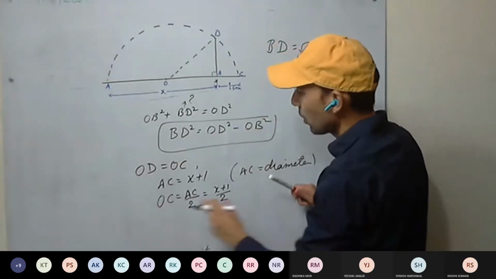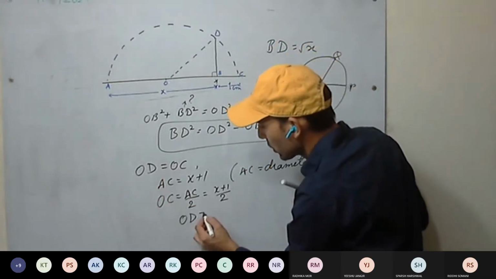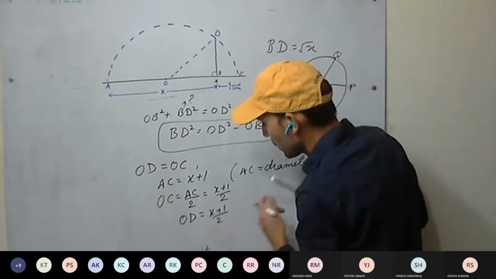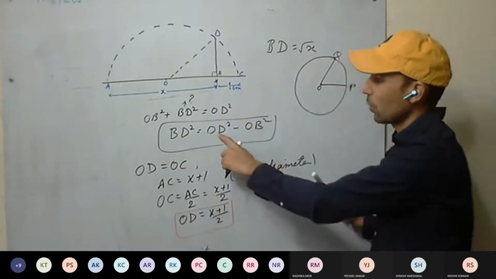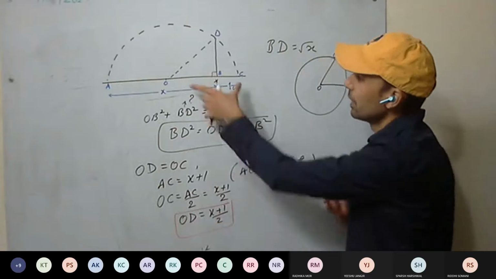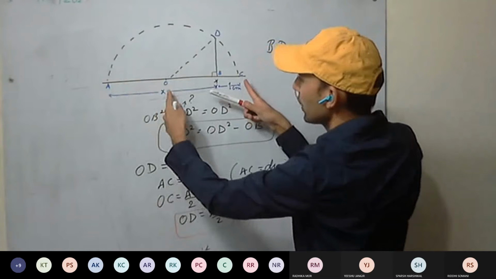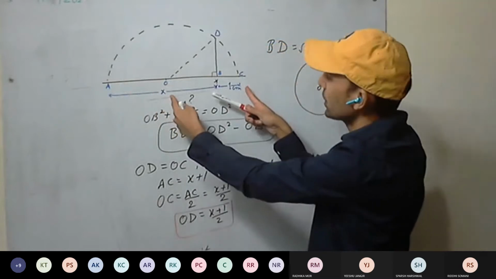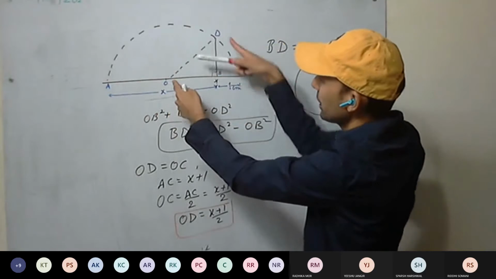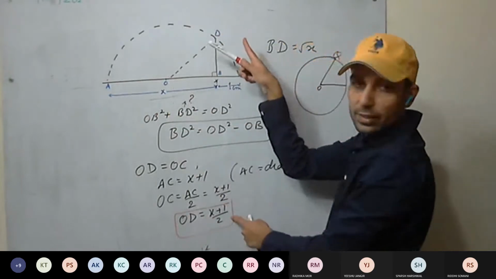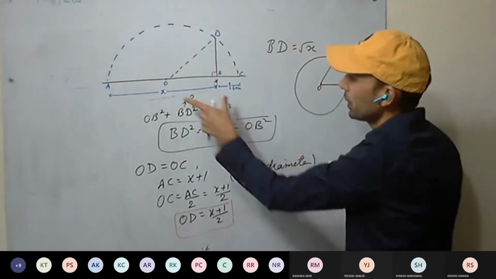Now what we need? OD. OD is same as OC. So OD equal to X plus 1 by 2. We got OD because OC we calculated. This AC is diameter. Half of that will be the radius, X plus 1 divided by 2. So OD will be X plus 1 divided by 2. Okay. What is OB?